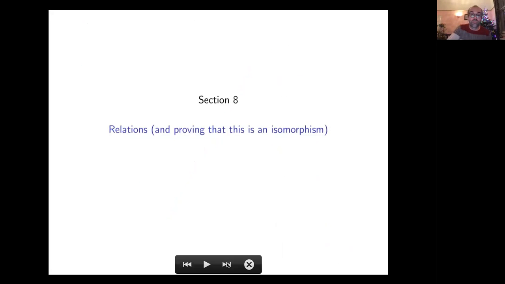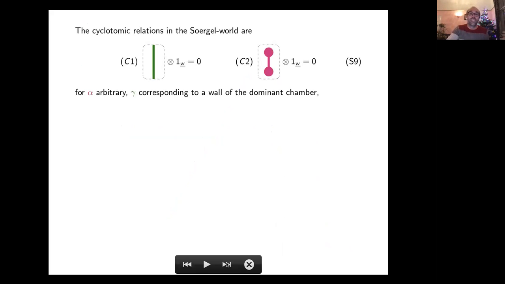Okay. So that was how the bases and the generators match up. So I'm just going to do one relation that's a nice one. And then if people don't have any real questions, then you can ask me what the other relation is. So here's a relation. In the Zergel world, they have two cyclotomic relations.